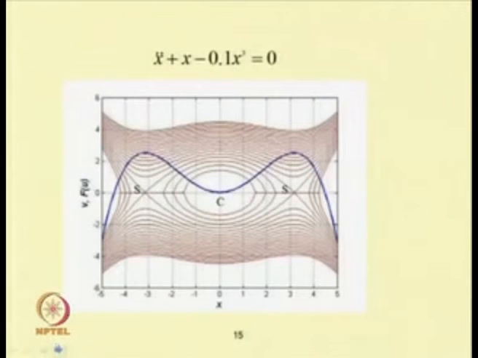So, for example, in this case with cubic nonlinearity, x double dot plus x minus 0.1 x cube equal to 0, one can have this potential function, capital F(u). By taking different values of F(u), for example, one can take this. So, this is maximum. It has a maxima here, also another maxima here, and this function has a minima here.